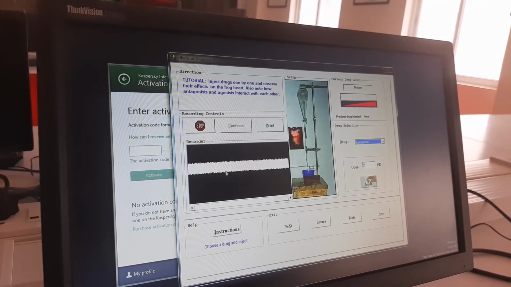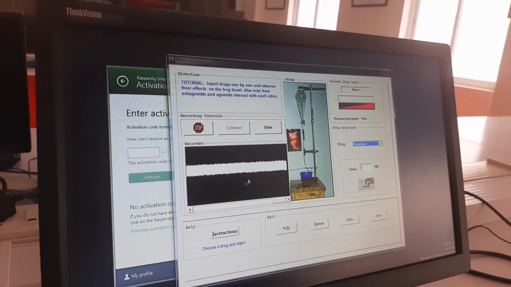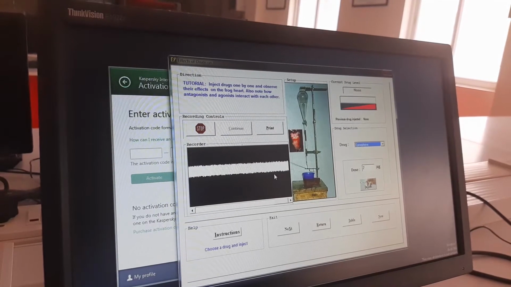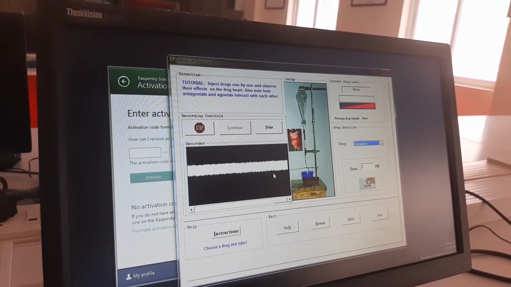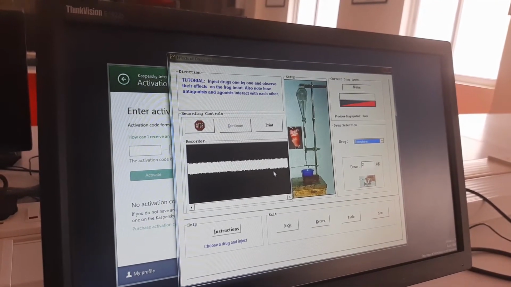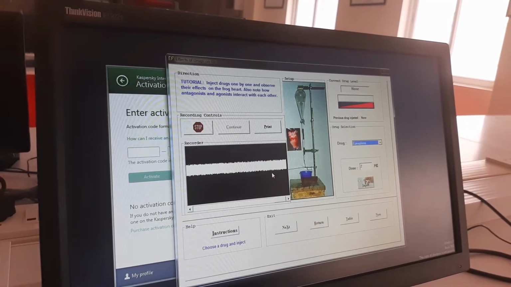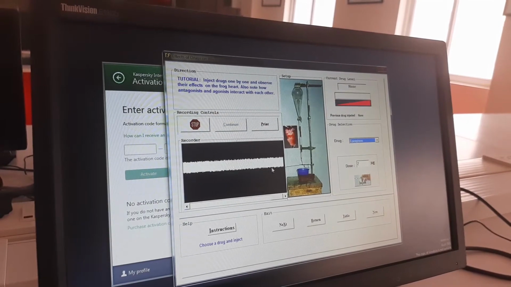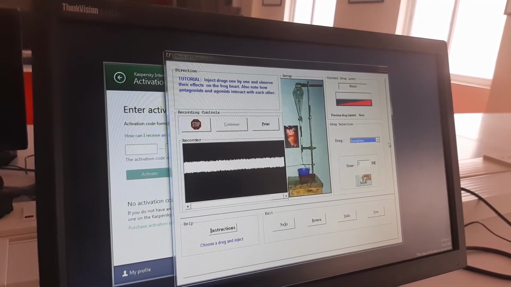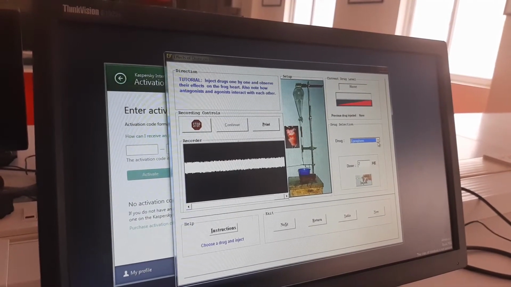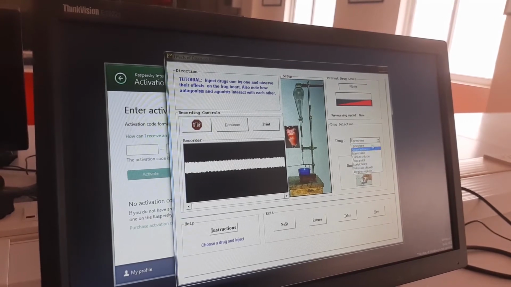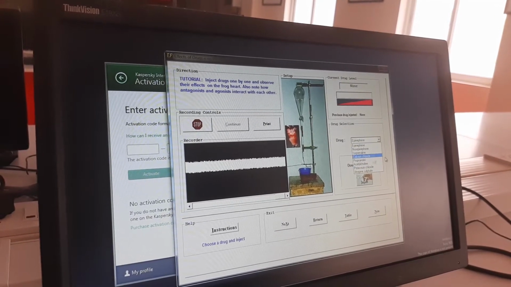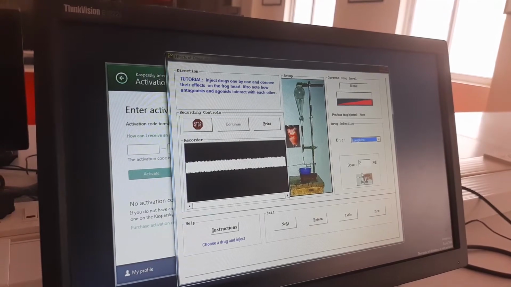This is the kymograph, a recorder where you can see the heart rate, pitch and force of contraction. That is your amplitude, which will determine the force of contraction, and the heart rate as well as tone of the heart. So this is our baseline and it is all fixed. The various drugs are there in the drug column, and the dose is also fixed. No need to change anything.